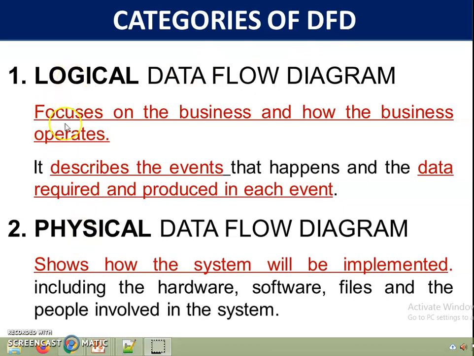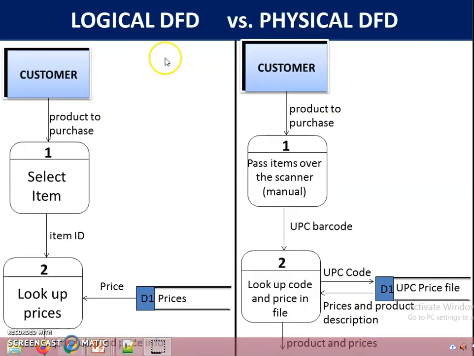The logical DFD focuses on the business and how the business operates. It describes the events or the processes that happen and the data required and being produced in each event or process, while the physical DFD shows how the system will be implemented. So it includes the hardware, the software, the files, and the people involved in the system. The diagram here shows how the logical DFD and the physical DFD are created.